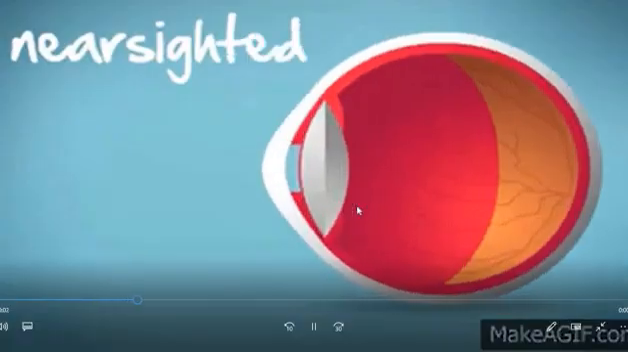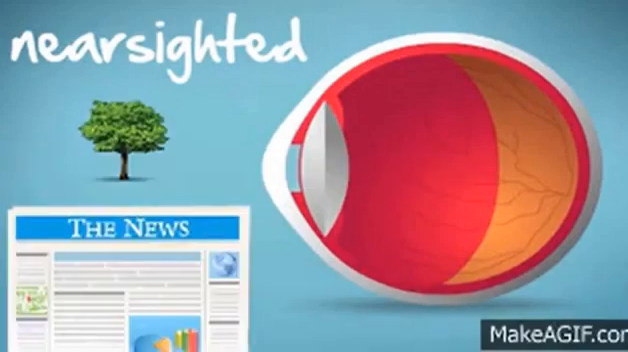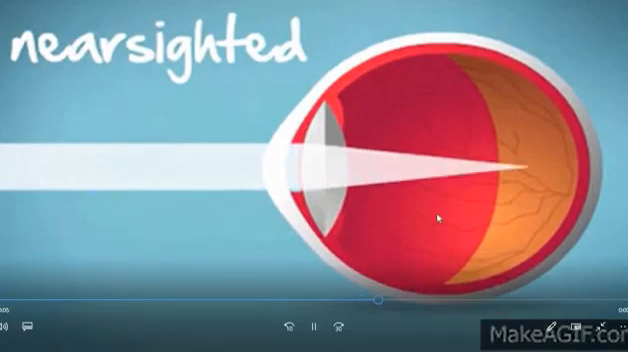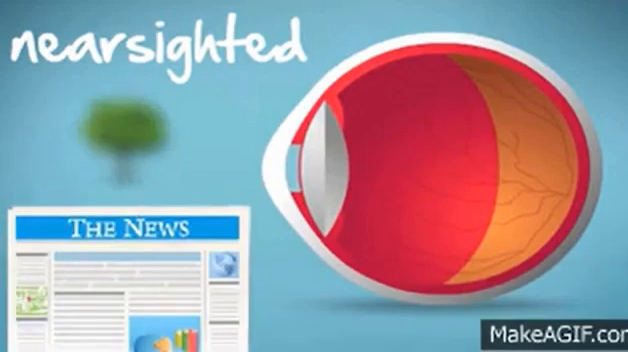The first eye defect is nearsightedness. It is also called myopia. The technical term for nearsightedness is myopia. In this type of defect, the person can see the near object but not the far object. The reason for this myopia is the formation of the image before the retina.